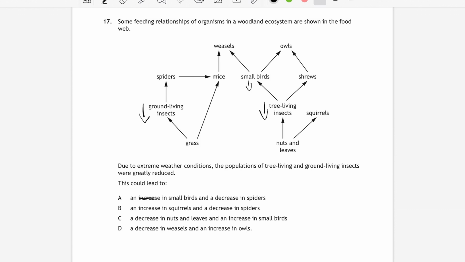An increase in squirrels and a decrease in spiders. So where are our squirrels? We're here. Our tree-living insects are in competition with the squirrels for nuts and leaves. So if we remove tree-living insects or lower their numbers, the squirrel numbers should increase. And if we look at our spiders going down again, we have worked out that if ground-living insects were to go down, spiders would actually decrease because they have less food to predate upon. So our answer here is actually B. So number 17 is B.